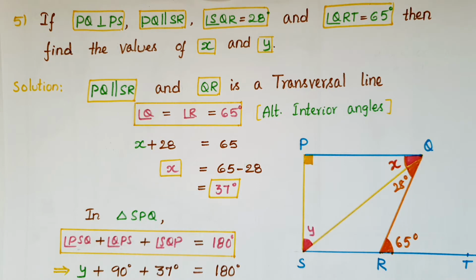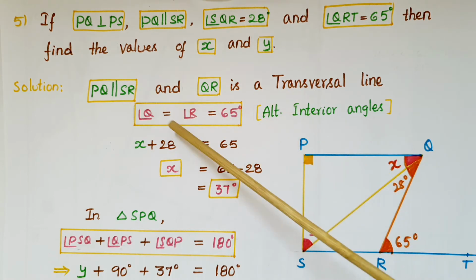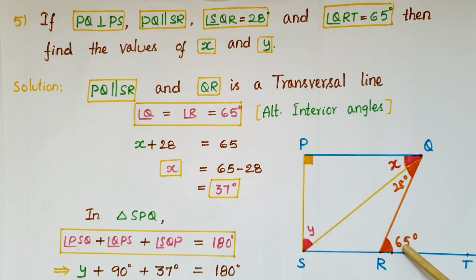This is the fifth problem. Here, PQ is perpendicular to PS and PQ is parallel to SR, angle SQR is 28 degrees and angle QRT is 65 degrees. Then find the values of X and Y. Here these two lines PQ and SR are parallel lines, so QR is a transversal line. Then these two angles are alternate interior angles, so they are equal. So angle Q is equal to angle R, which is 65 degrees.